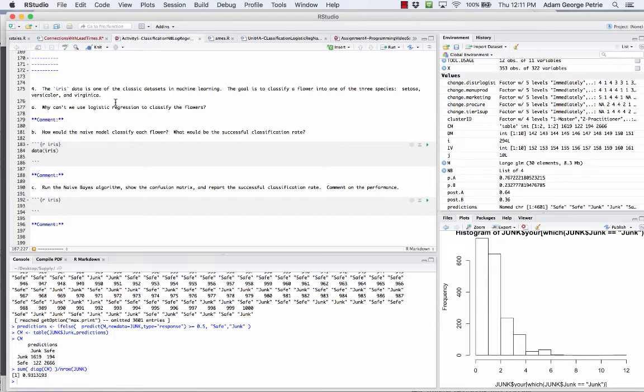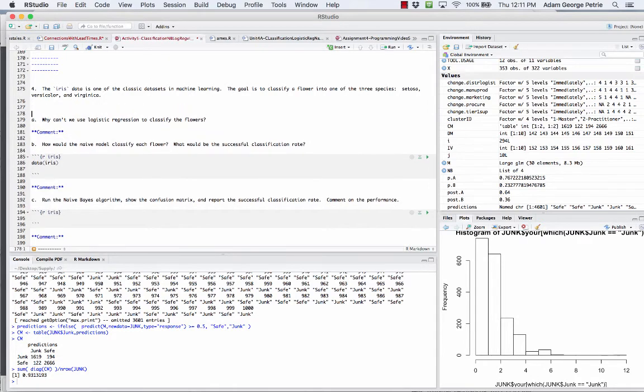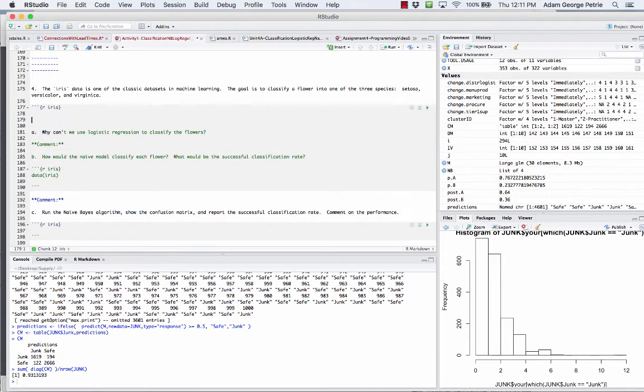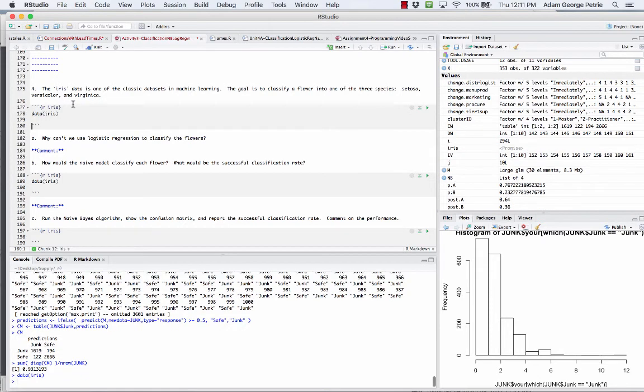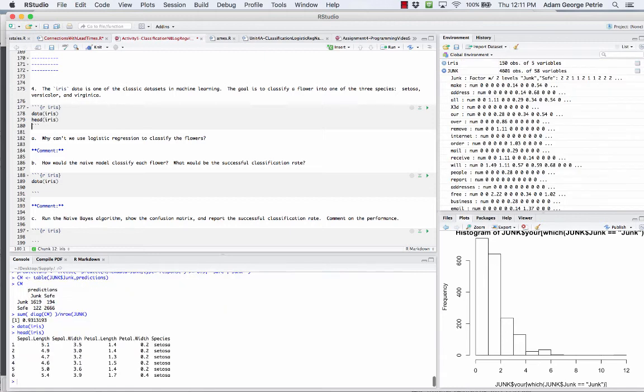This is one of the classic datasets in data mining. We're asked to classify flowers into one of 3 species based on 4 characteristics of the flower. So what we're going to do is actually add in a little R chunk here. I'm going to call it iris, and let's actually load up the iris data. Now this comes default in R, it's so common. Let's just look at a few of the rows of the data frame.